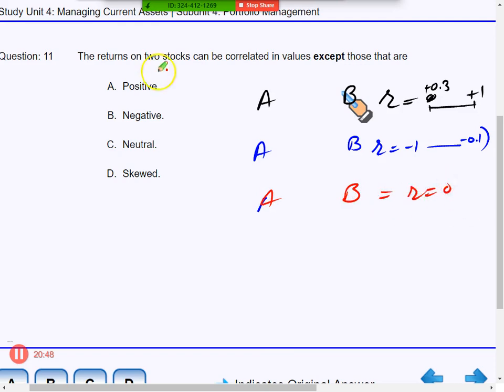So yes, two stocks can be positively correlated. They can be negatively correlated. They might not have any correlation at all. So here you're right, except skewed. This is a nonsense term. It has no meaning whatsoever in the given context. A and B can either be positively correlated, negatively, neutral, not skewed.